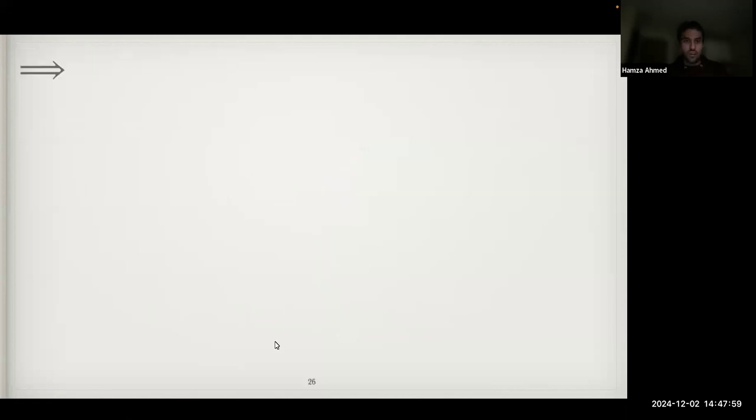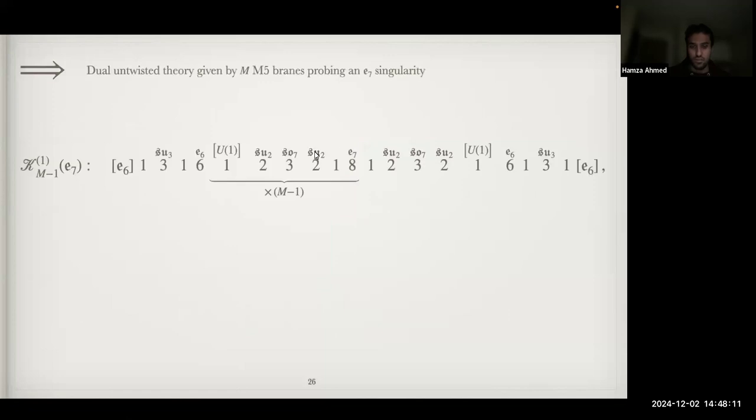And then the table I showed you earlier predicts that there should be an untwisted E7 type E8 times E8 theory. And so in particular, with some work, you can write it down explicitly, which I do here. And you can show that this theory is indeed dual to the previous one for this relation between the number of 5 branes.